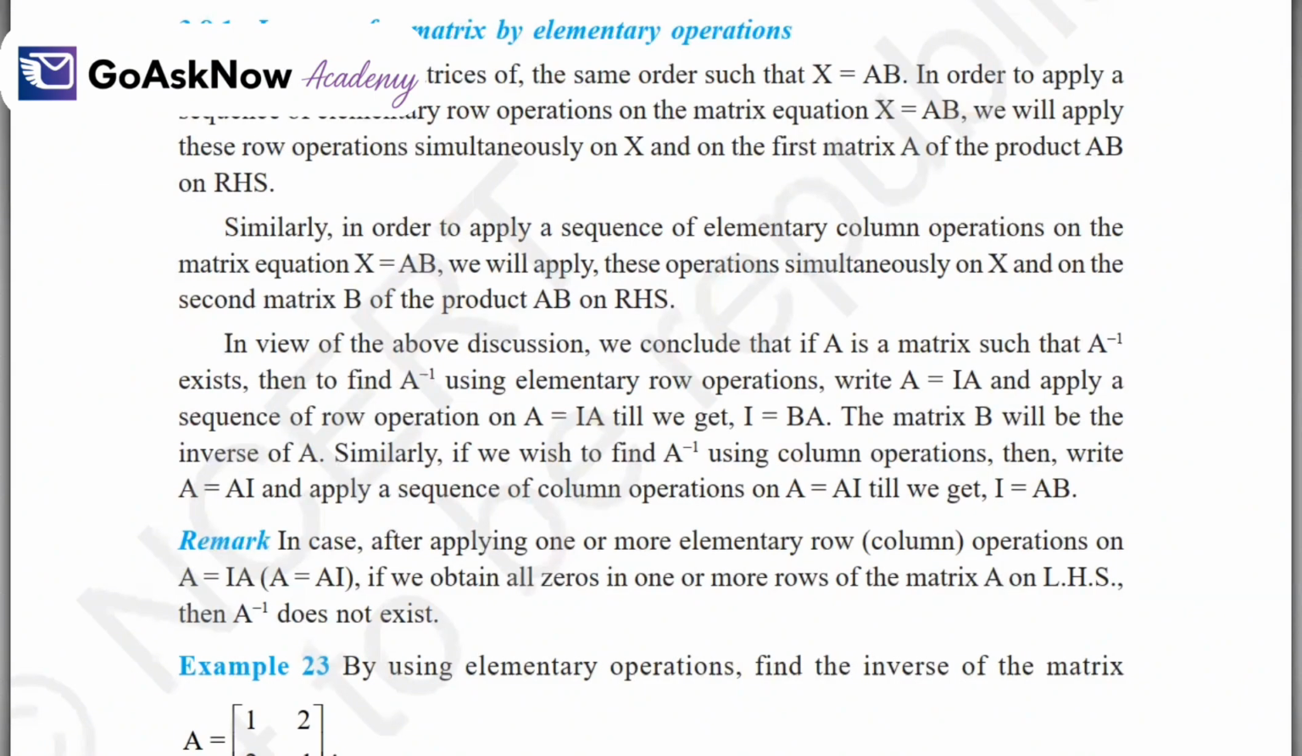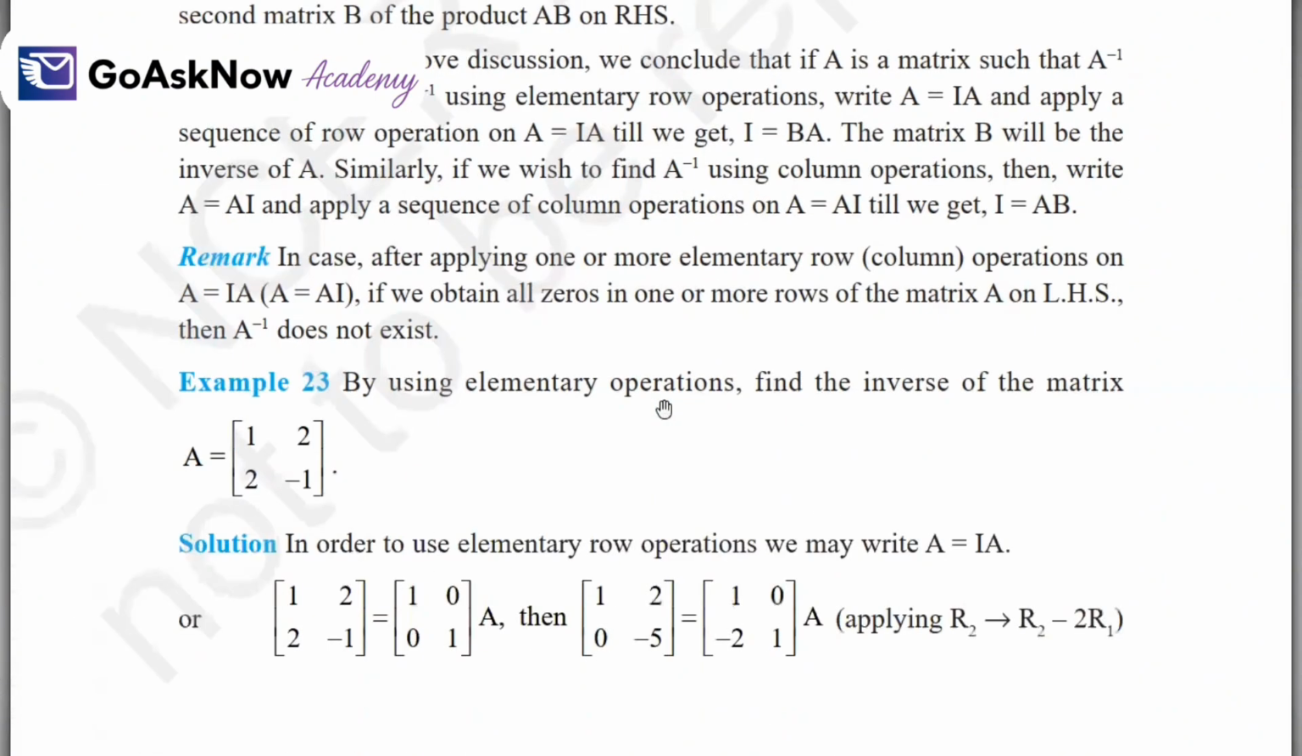Similarly, if we wish to find A inverse using column operations, then write A is equal to AI. So if you have to find A inverse using row operations, then you have to write A is equal to IA, and if you have to find it by column operations, then A is equal to AI should be written, and apply a sequence of column operations on A is equal to AI till we get I is equal to AB. This is how you can find the inverse of a matrix using elementary operations.